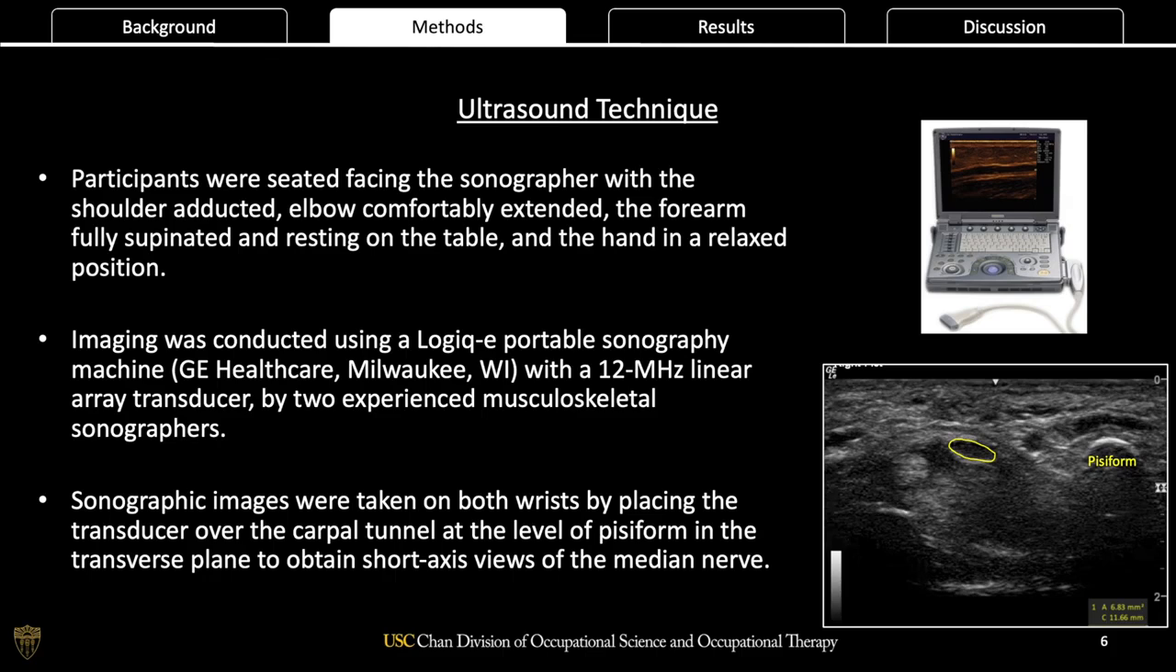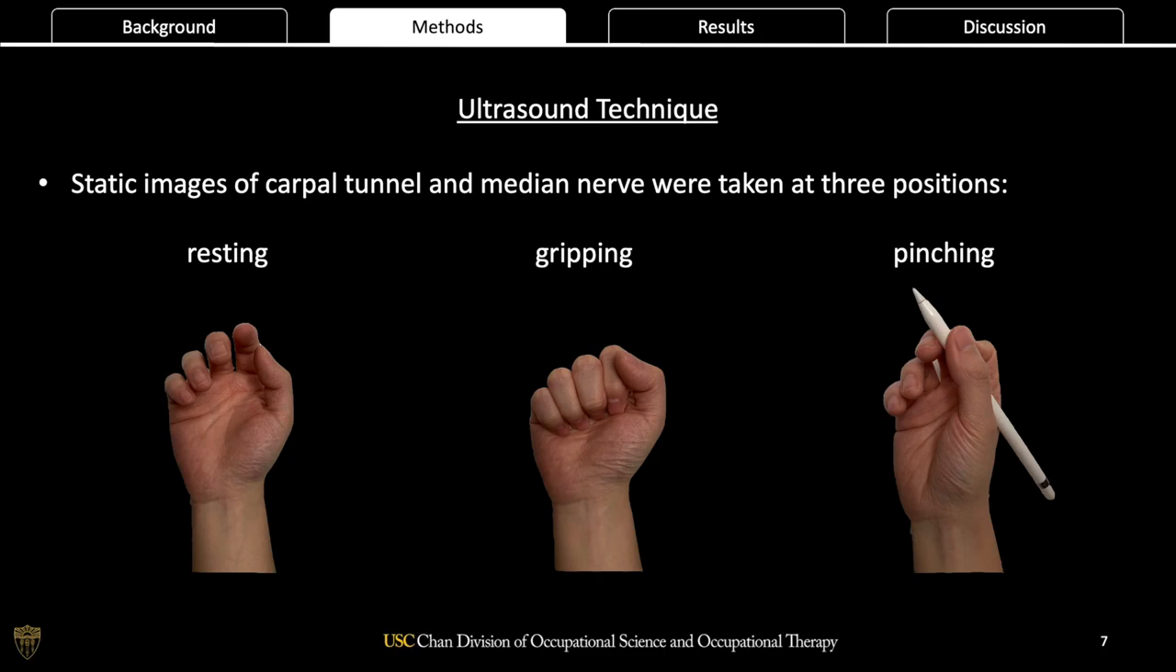All participants underwent an ultrasound examination in a seated position with the shoulder adducted, elbow comfortably extended, forearm fully supinated, resting on the table, and the hand relaxed. All images were conducted with the 12 MHz linear transducer. Sonographic images were taken on both wrists at the level of the pisiform to obtain the short axis views of the median nerve. 3 hand positions were used in this study.